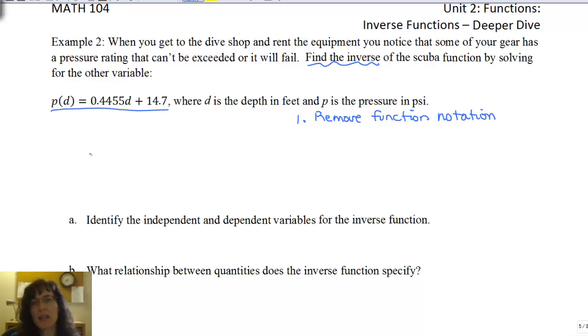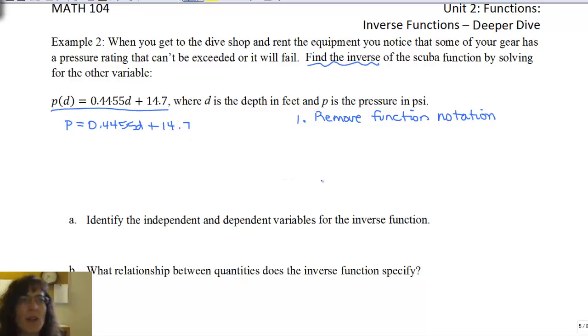It's just the exact opposite procedure from what you did in your pre-class. So I will just put p equals 0.4455 d plus 14.7. And so all I've done is just taken out the p of d and rewritten it as p. So taken off the function notation part, rewritten it.